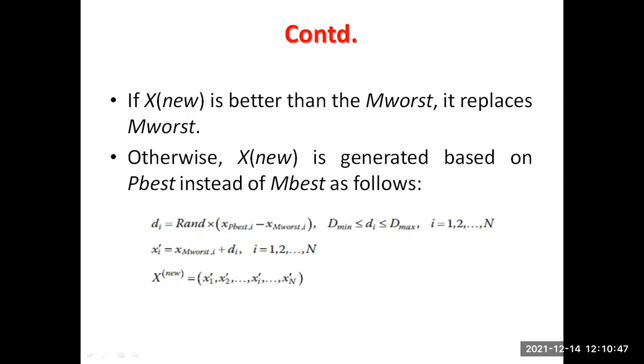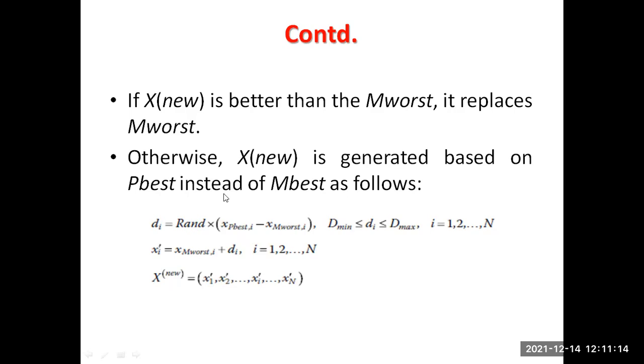And from that best frog, the particular individual frog will calculate the distance. So XP best i minus XM worst i, this distance is calculated and it is updated with the XM worst. Worst will update. So this is the new one, Xi dash is the new one. Previously we took XM best because we calculated from the colony best.